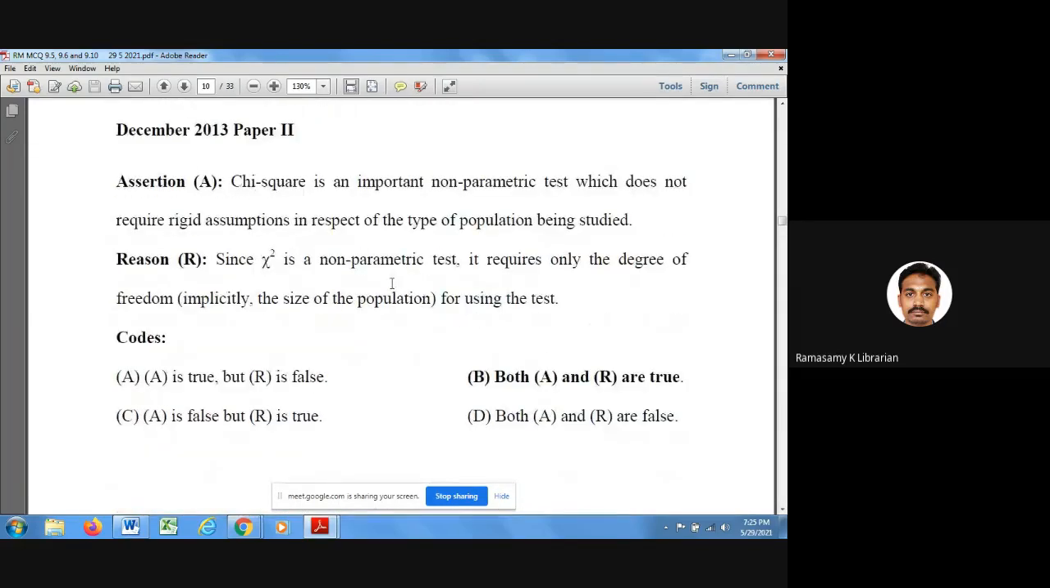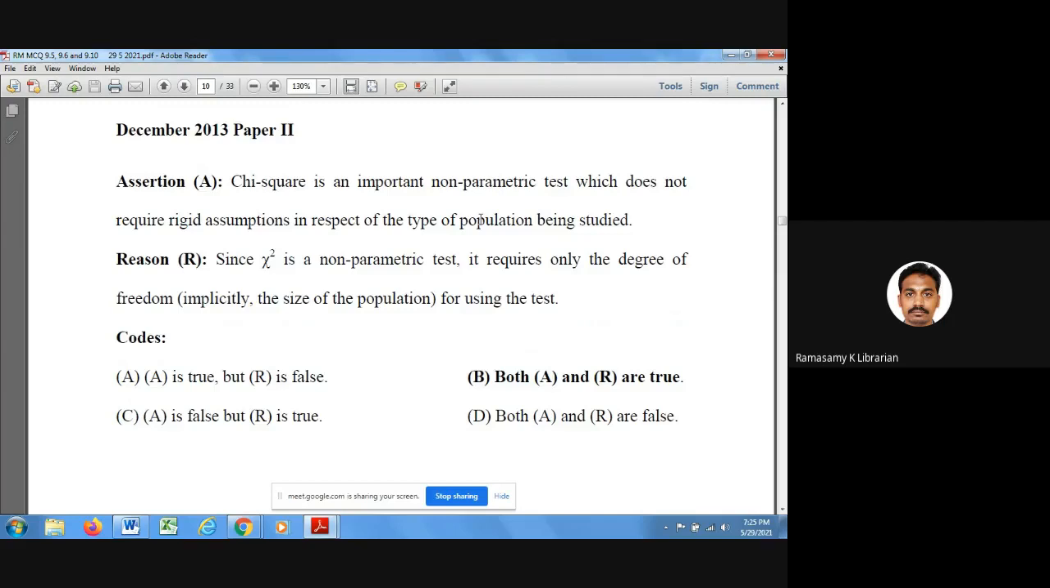Then the 2013 December question: chi-square is an important non-parametric test which does not require rigid assumptions in respect of the type of population being studied. So exactly right. As I told you, we have two different types of statistical tests: parametric and non-parametric. Under non-parametric, we have chi-square, Mann-Whitney, the Kruskal-Wallis test, and Spearman rank correlation. All those things are there.